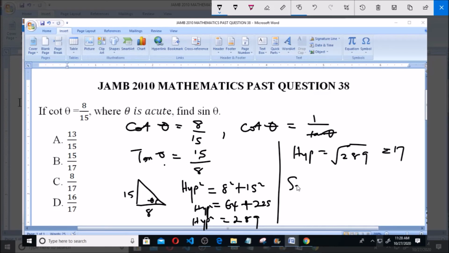Now sin theta is equal to what? Opposite over hypotenuse, which is equal to, the opposite is 15 and the hypotenuse is 17, so 15 over 17, and that is option B.